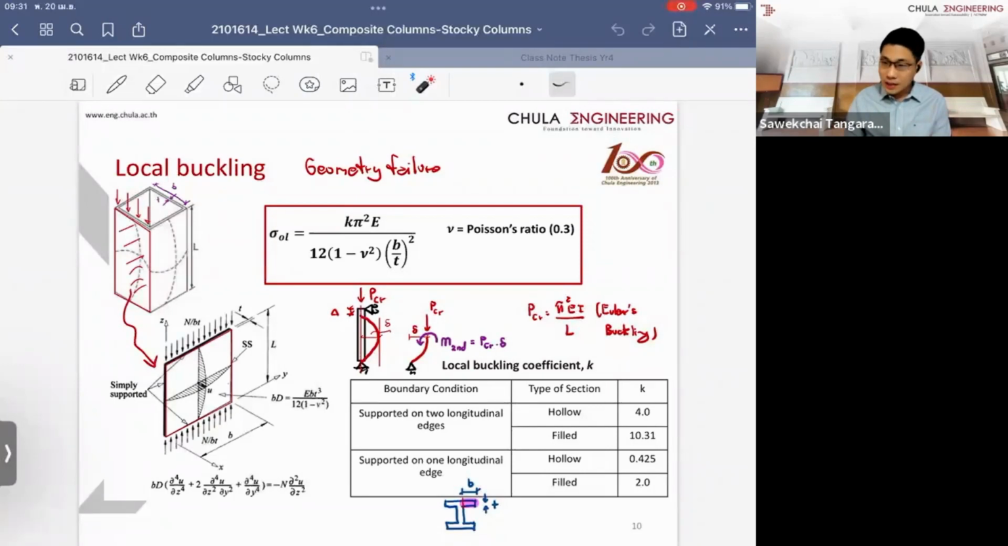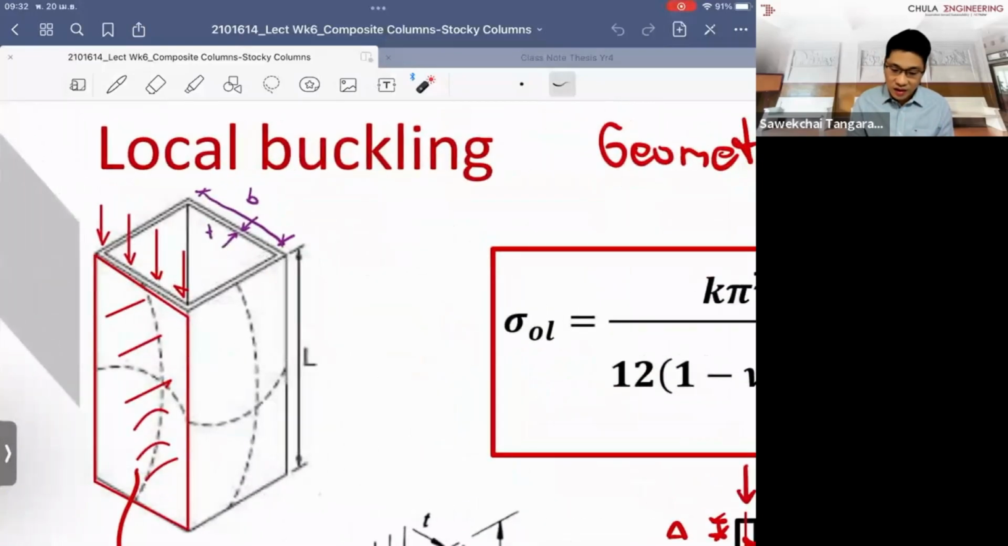So I just want to emphasize again that the topic for today is all about the section capacity. So we don't look at the geometry of the whole column. We don't look at the member level. We just look at the section level. So at the section level, we classify whether the section we are looking at works effectively or not. The way we consider that is the ratio we call the section slenderness ratio, which is B over T, right?